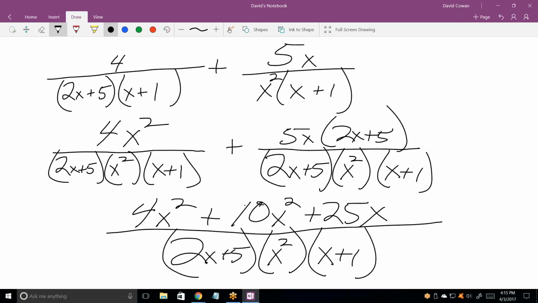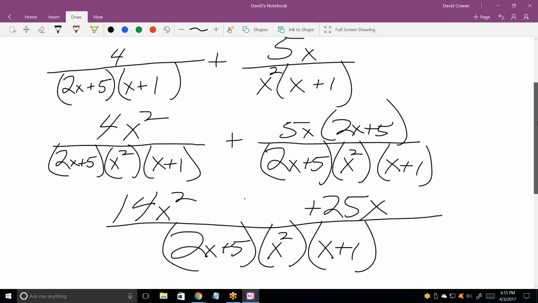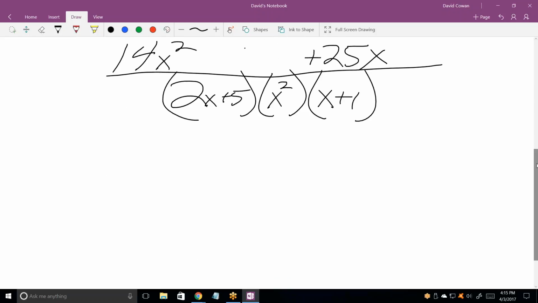I can't do anything with the denominator by multiplying those three factors together. It doesn't do any good. But the numerator, all of a sudden, I've got 14x squared plus 25x. So that's what my new numerator is. And I can factor something out of that numerator. What can I factor out of that? Well, there's no greatest number factor, but there is an x.